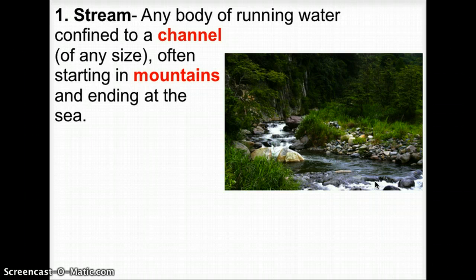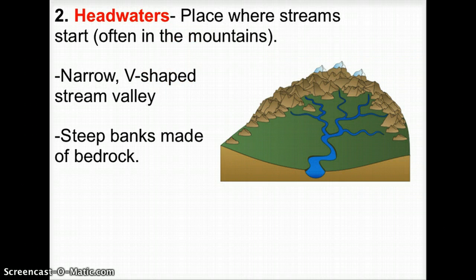Remember that streams often start in the mountains. As they flow together, they form larger and larger bodies of flowing water. A large stream is often called a river. A vocabulary word that I would like you to make note of is headwaters. This is a place where streams start, and like we said on the previous page, they often start in the mountains. Streams can also begin when water rapidly flows over a slope or steep land. Eventually that erodes into a V-shaped valley.